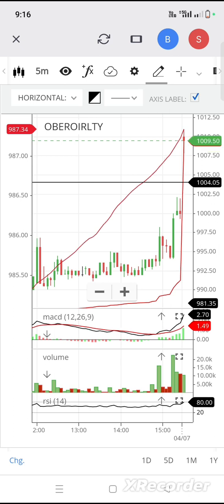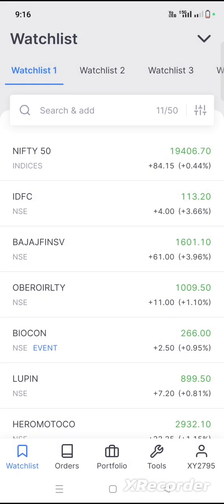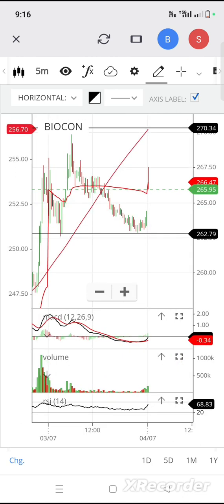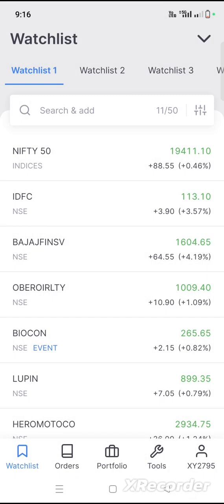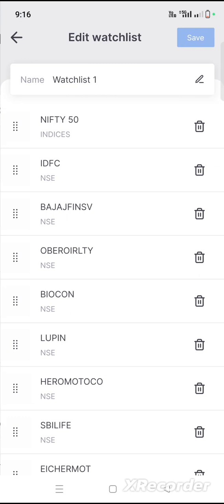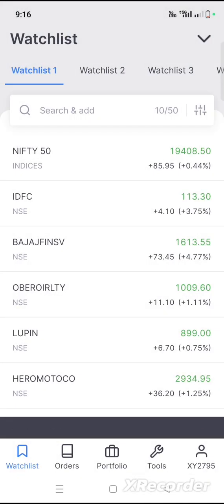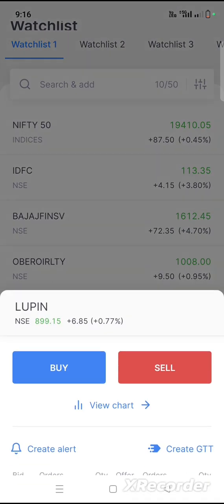So I'll watch all the shares which is giving full gap up or partial gap up or partial gap down. So Biocon is giving partial gap up. So we don't trade in Biocon. So I deleted, it's not required. So I'll check other stock.